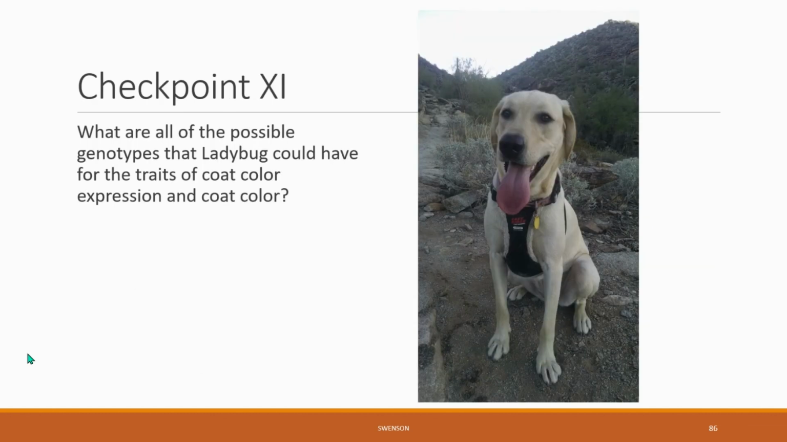Checkpoint 6. What are all of the possible genotypes that Ladybug the retriever could have for the traits of coat color expression and coat color?